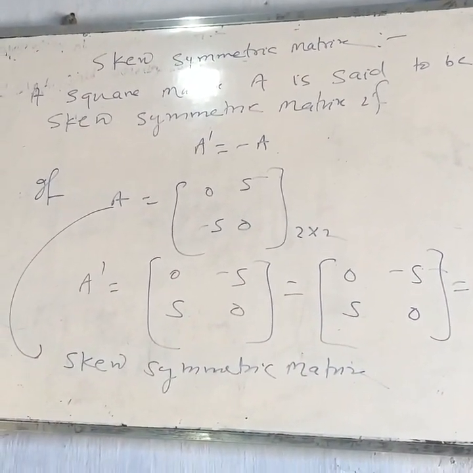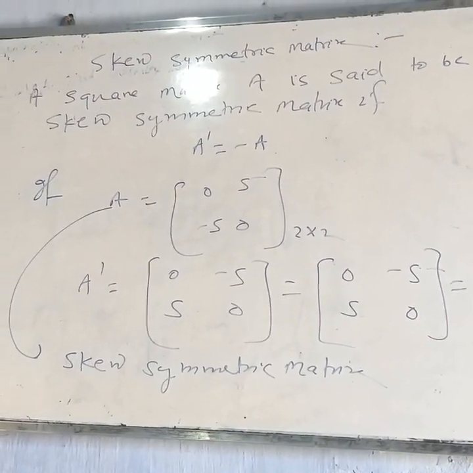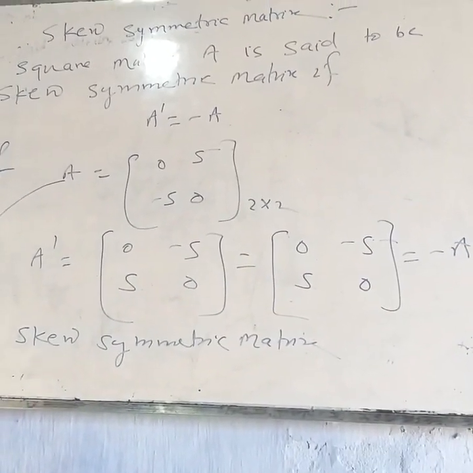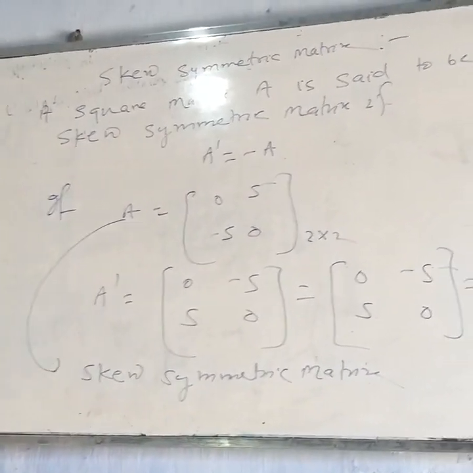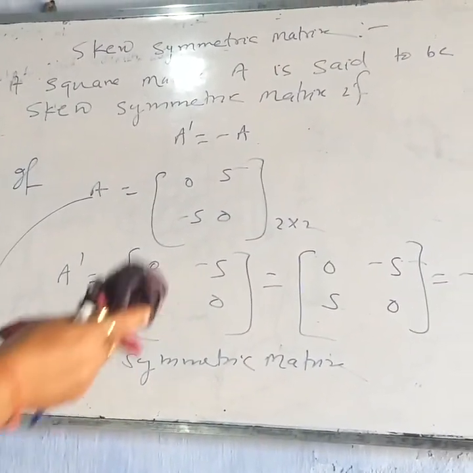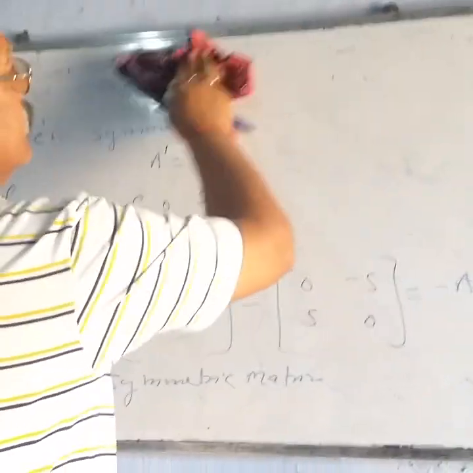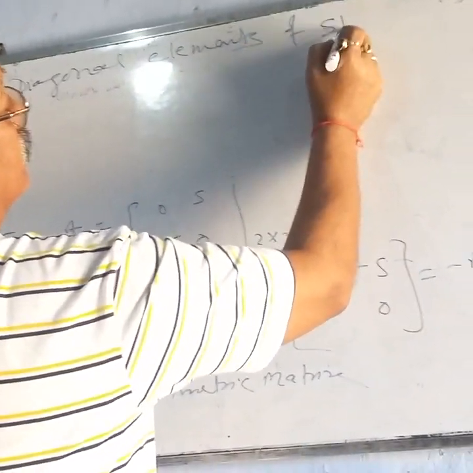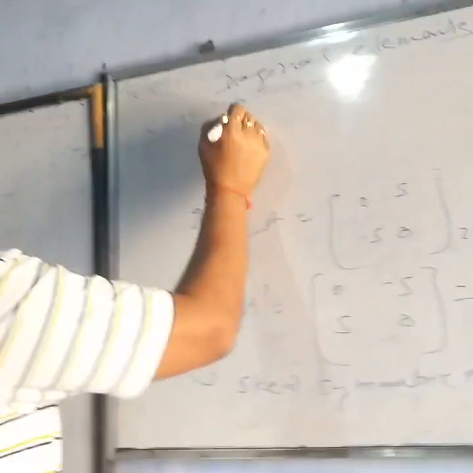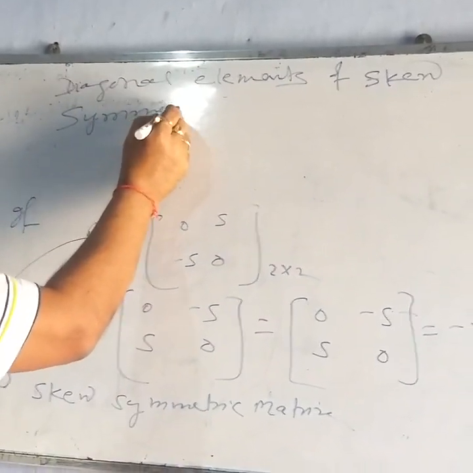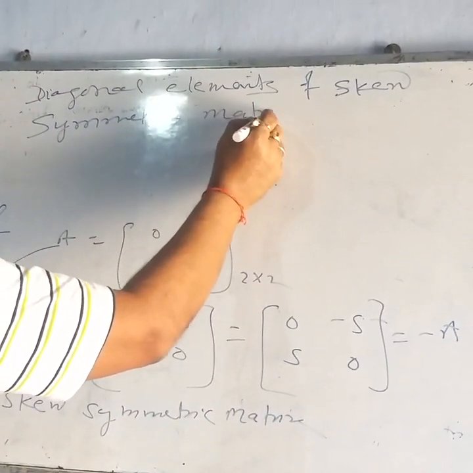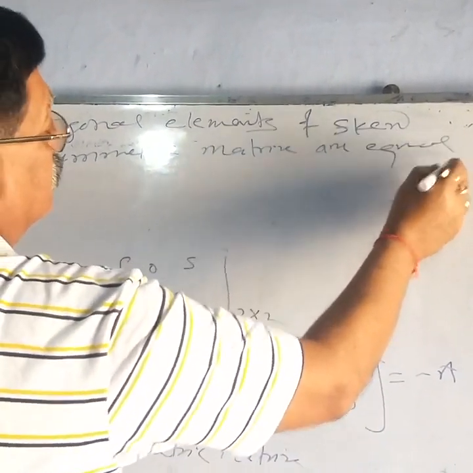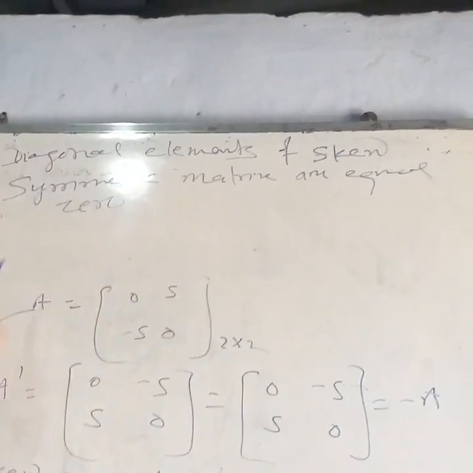One property of a skew symmetric matrix is that the diagonal elements are always 0. Diagonal elements of a skew symmetric matrix are always equal to 0.